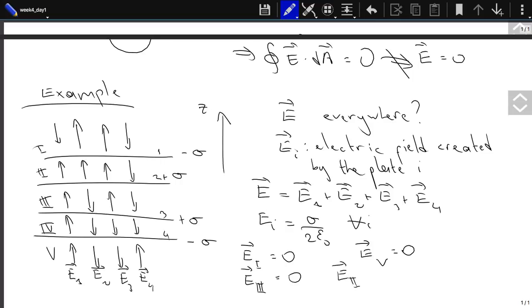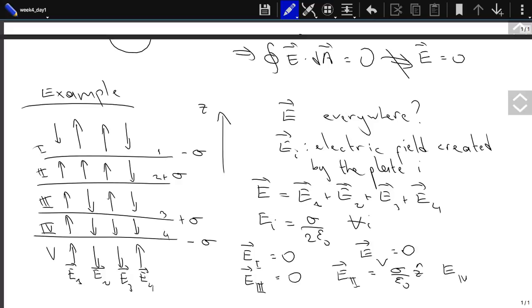Okay, it will be non-zero. Let's say this is our z-axis. Okay, this one and this one cancel each other. We have two electric fields with the same magnitude pointing in the same direction. So the sum would be just sigma over epsilon 0. It's in the positive z direction.